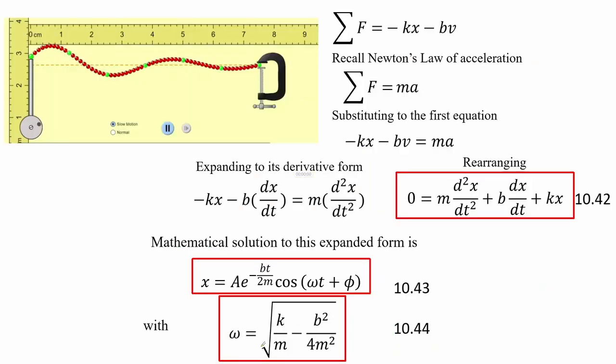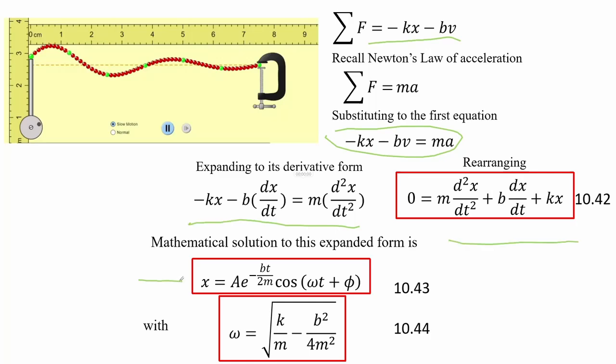Summing the forces along the x-axis, we get negative kx minus bv, the damping force times velocity, equals Newton's law, mass times acceleration. Expanding this to its derivative form, we get a second-order differential equation with a solution shown in equation 10.43.